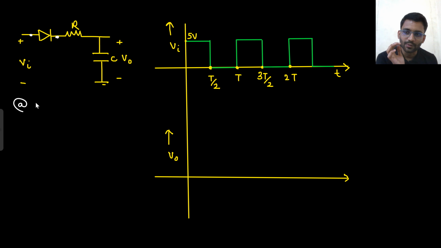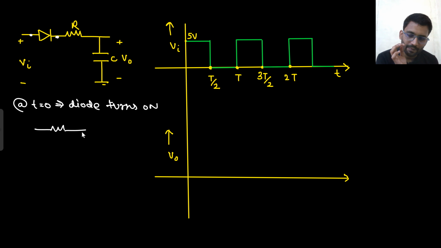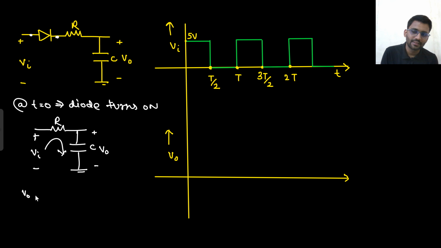So at t equals 0, what will happen? The diode turns on. And if the diode turns on, what will be the circuit? It will be a simple RC circuit. This is R, C, and this is the input voltage. A simple RC circuit is there, the input voltage is there. That means this capacitor will get charged now. So how will the capacitor charge? The capacitor will charge like this, 1 minus e to the power minus t by RC.